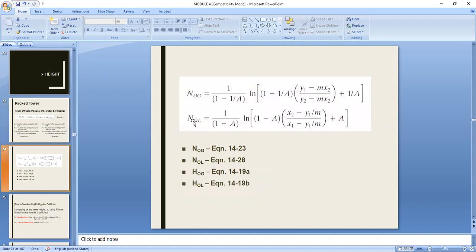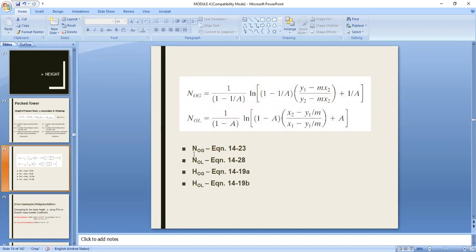The NOG and the NOL, the number of transfer units, the overall number of transfer units in the gas phase for the NOG, the NOL for the liquid phase, is comparable to the equation we have discussed a while ago, the Colburn equation. So if you have these two, you just multiply it with the HOG and the NOG. Now the HOG and the HOL rather, you have it in here.